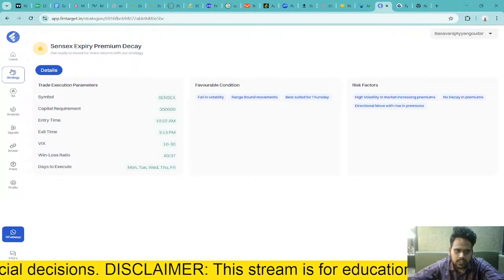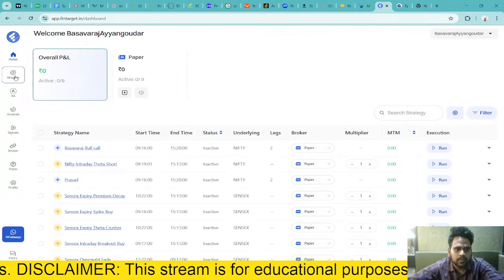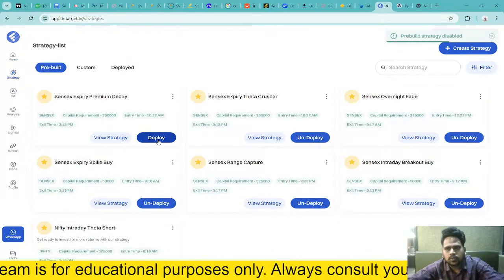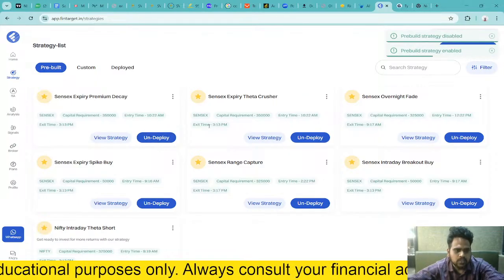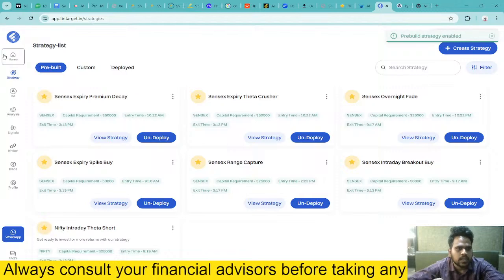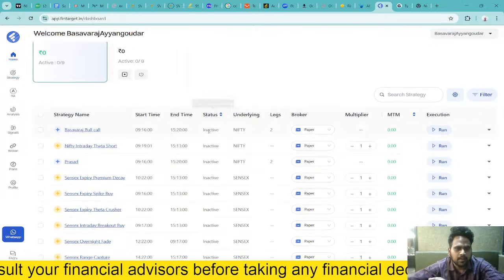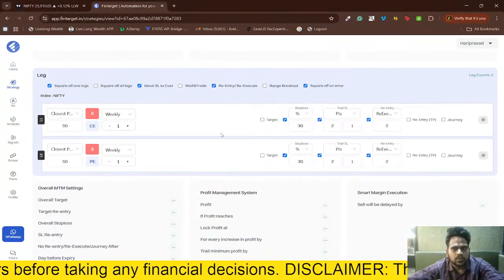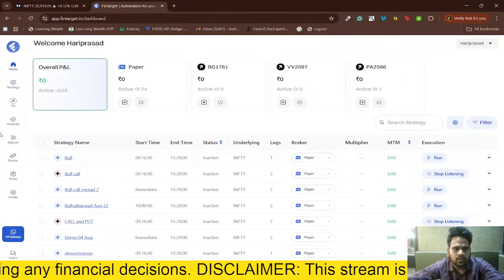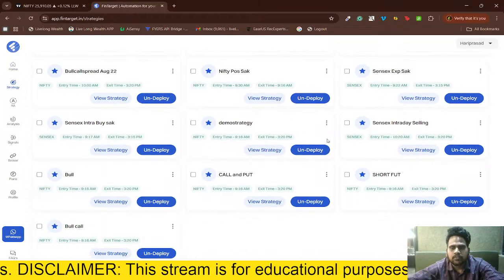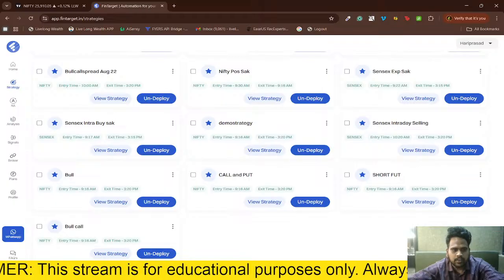So you just need to do here what? You need to come here, just deploy the strategy. You need to deploy the strategy in your broker account. Everything will be literally automated here. That is how FinTarget helps us to make our trades very easier. Whatever you can see here, we can do all kinds of strategies here. These are basically white box algos. I have created this whole thing.